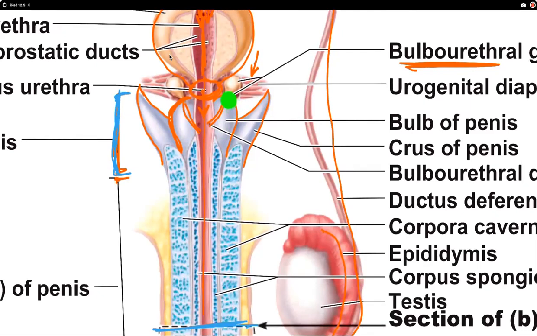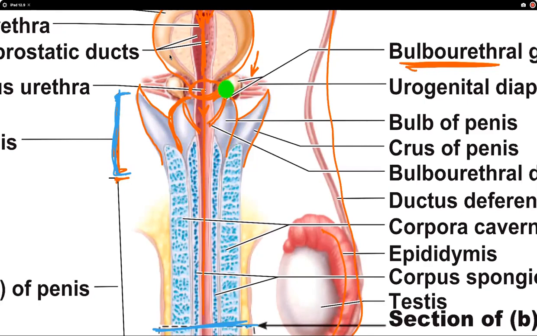the penis root has two parts. I have this rounded part. This is called the bulb of the penis. And I have those wings on both sides. Those are the crura of the penis. So the root of the penis is formed of a bulb and a crus. Bulb, crus.